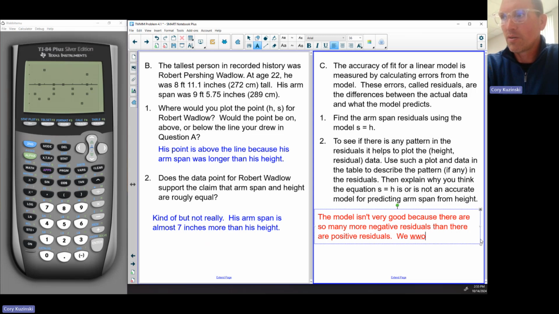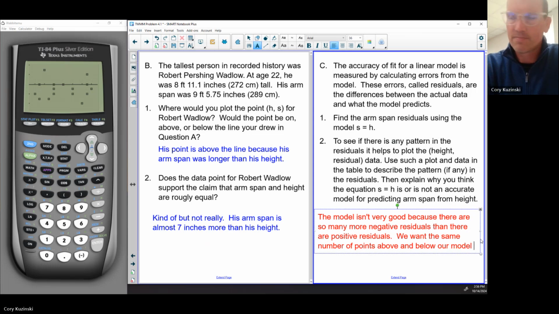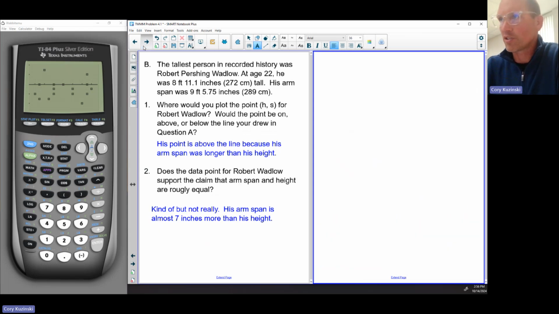We want an even, we want the same number of points above and below our model, our line. That's what our model is, okay? Again, you can pause this and write that into your note sheet.